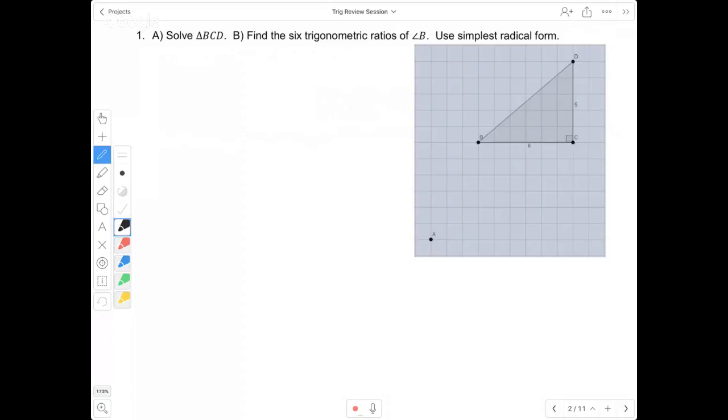But here's number 1. A says solve triangle BCD. So that means I need to find all of the side lengths and the measures of all the angles. I'm going to start by finding side BD. I'm going to say a squared plus b squared equals c squared. 25 and 36, 61.